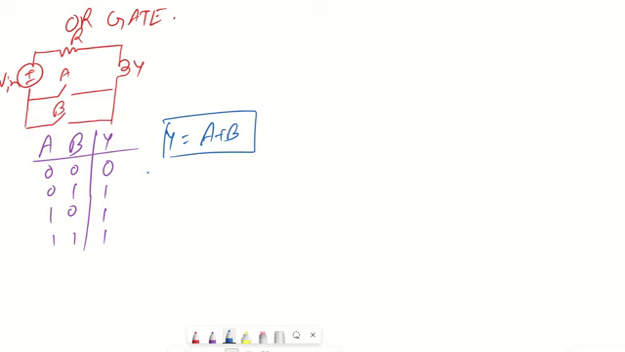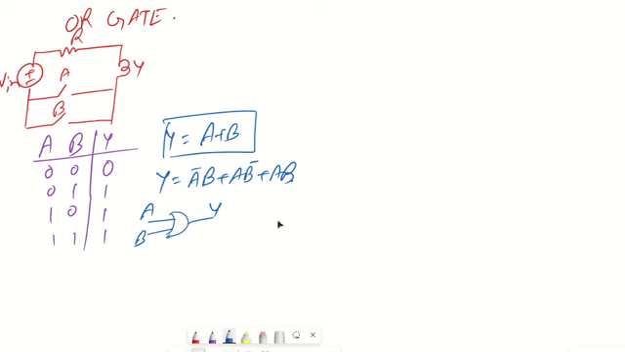Otherwise, in the min term expression, wherever it is 1, I can take that as a min term. This min term expression can be expressed as A bar B plus AB bar plus AB. This is another expression for the OR gate. And the OR gate symbol is like this in digital electronics: a little bit of curve at the input, and that's all. So this is my A, B and Y.